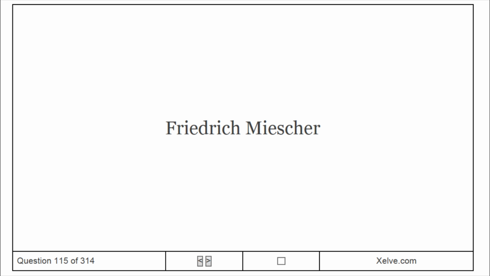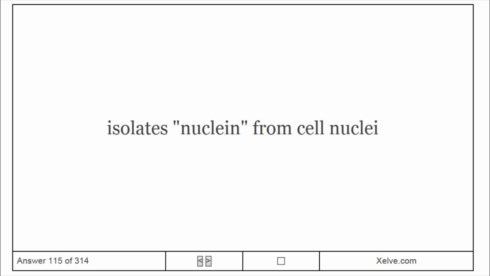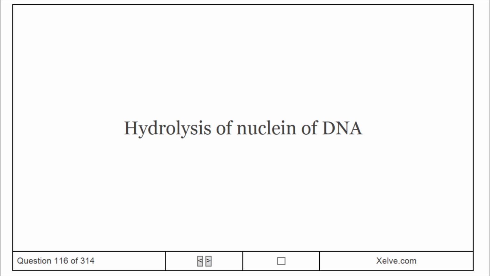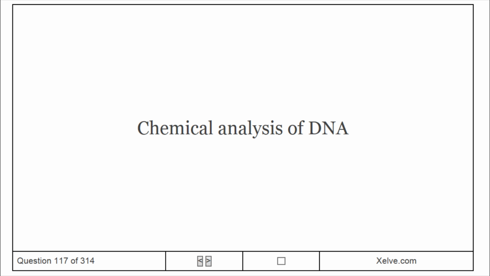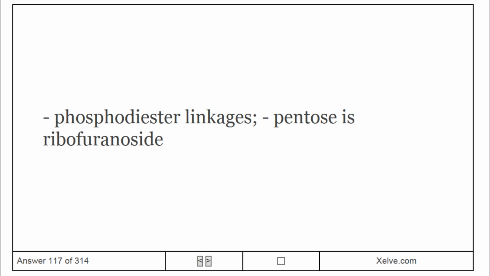Friedrich Miescher isolates nuclein from cell nuclei. Hydrolysis of nuclein, or DNA, yields phosphate, pentose, and nucleobase. Chemical analysis of DNA: phosphodiester linkages, and the pentose is ribofuranoside.